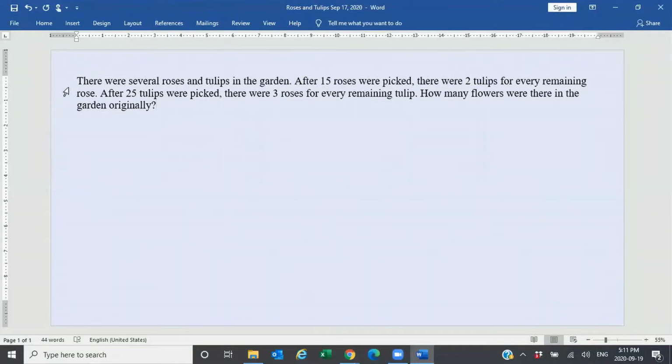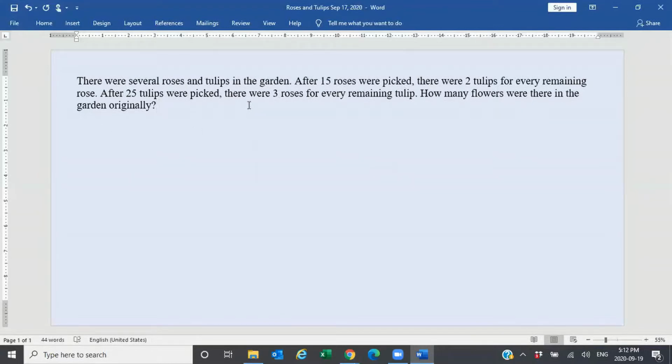Okay, so this question says, there were several roses and tulips in the garden. After 15 roses were picked, there are 2 tulips for every remaining rose. After 25 tulips were picked, there are 3 roses for every remaining tulip. How many flowers were there in the garden originally?